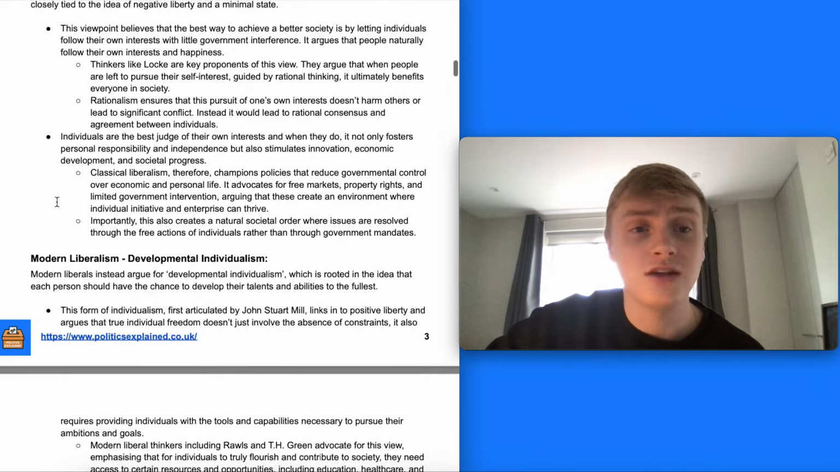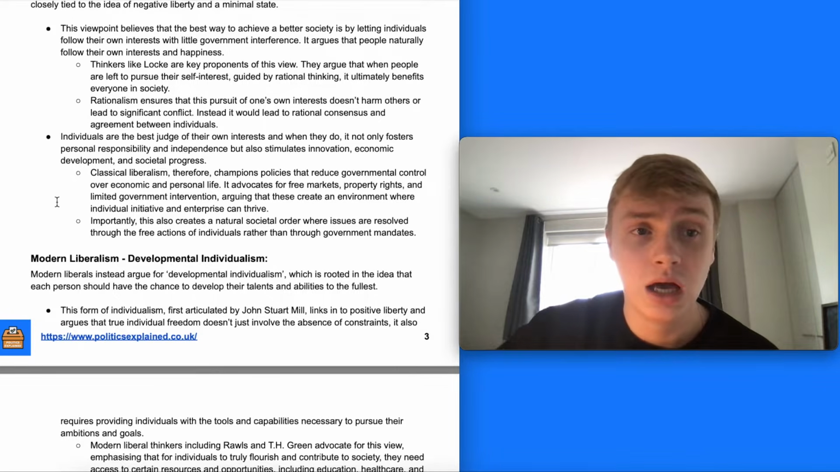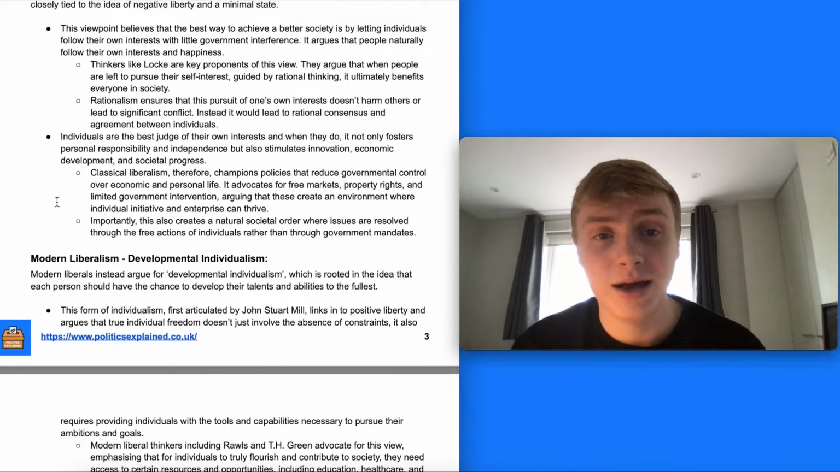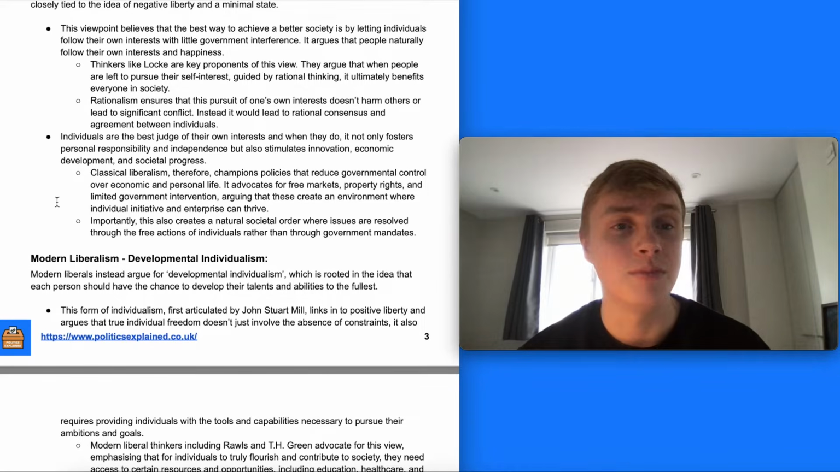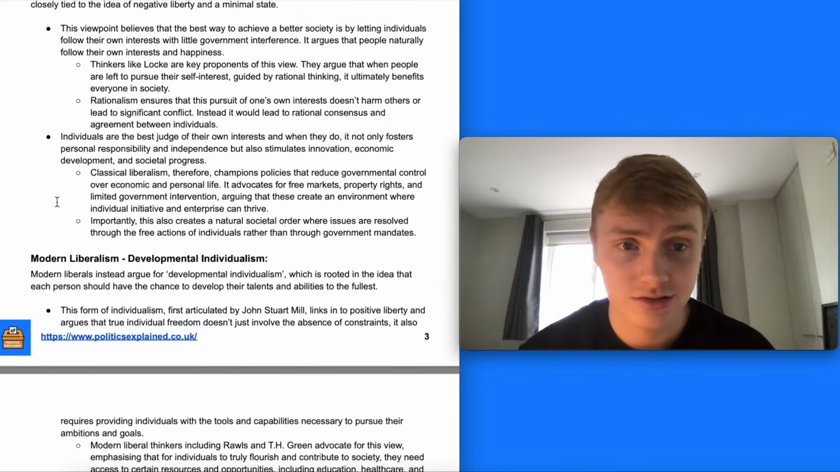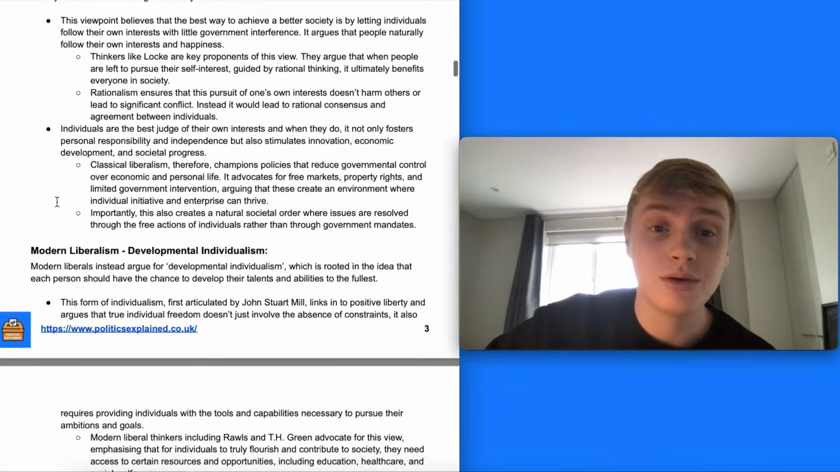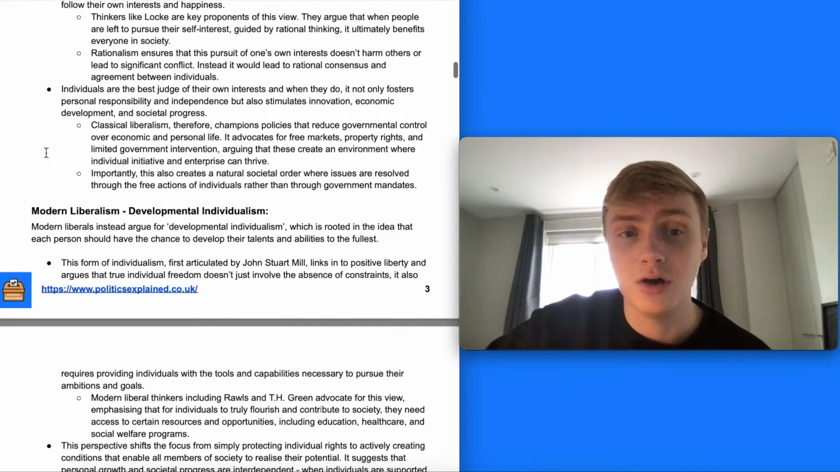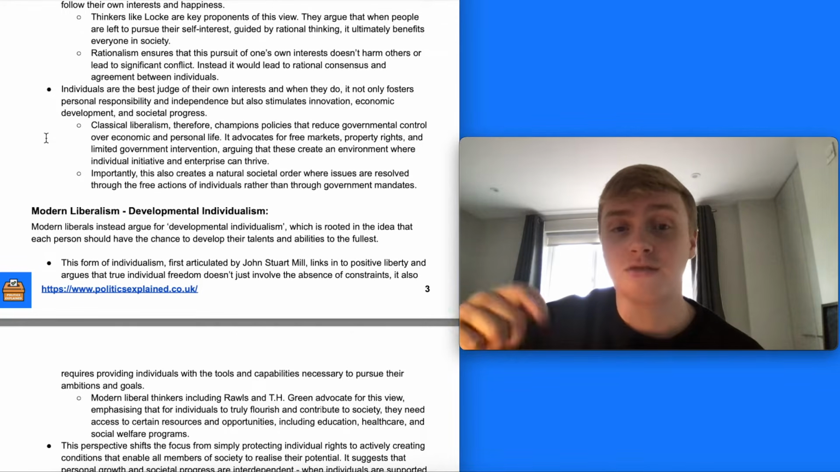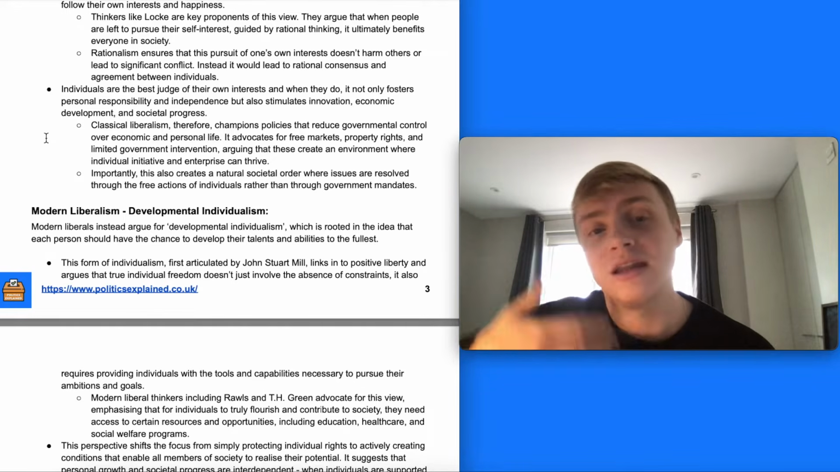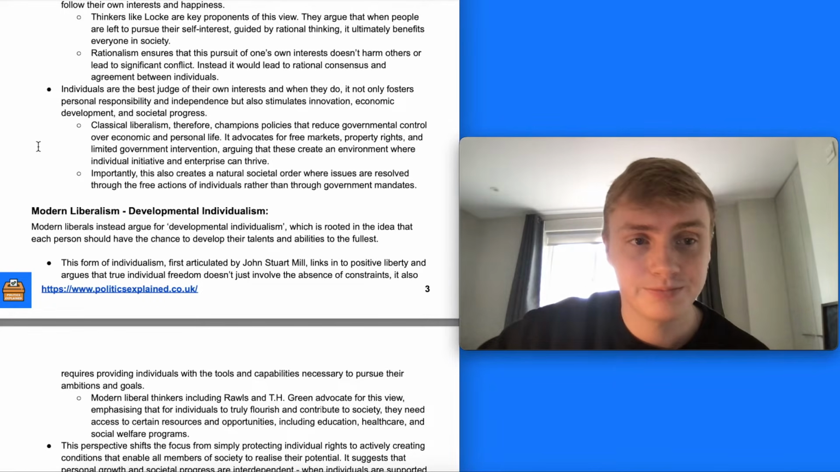So classical liberals argue that individuals are the best judge of their own interests and what they do, as it not only fosters personal responsibility and independence, but respecting this individualism and promoting this egoistical individualism also stimulates economic development, innovation, and societal progress. As a result, this influences their policies on the state. They champion policies that reduce government control over economic and personal life, advocating for free markets, property rights, and limited government intervention, as this creates an environment where individual initiative and enterprise can thrive.